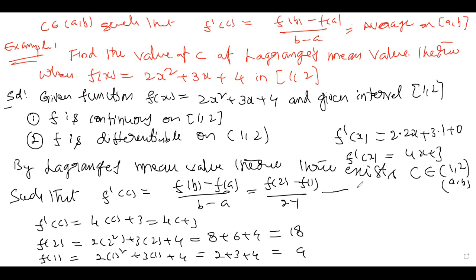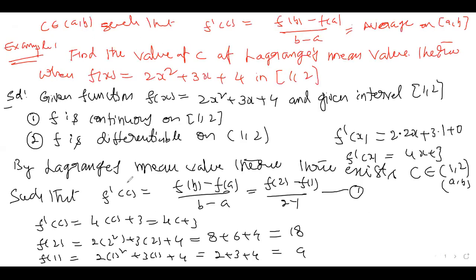Substitute all these values in equation 1. All of you clearly understand equation 1: f dash of c equals f of b minus f of a by b minus a, that means f of 2 minus f of 1 by 2 minus 1. So f dash of c means, write the value, already you calculated, 4c plus 3.